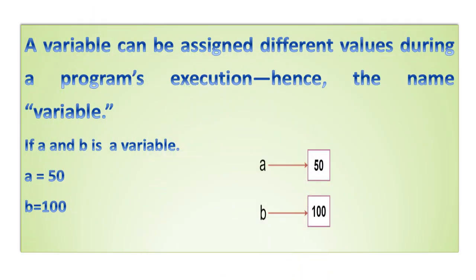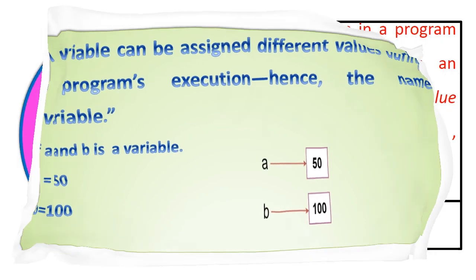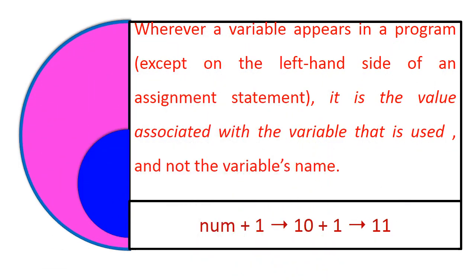A variable can be assigned different values during a program's execution. Hence, the name variable. Wherever a variable appears in a program, except on the left-hand side of an assignment statement, it is the value associated with the variable that is used, and not the variable's name.